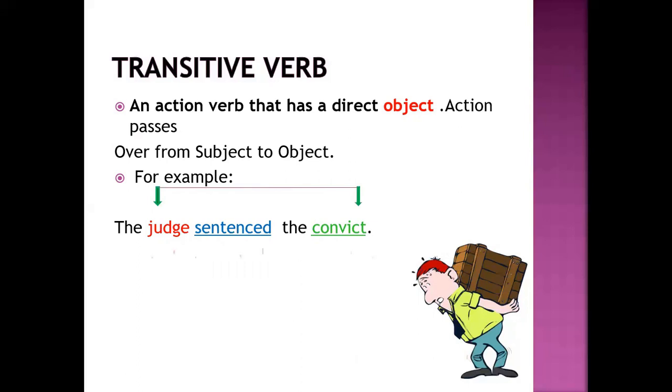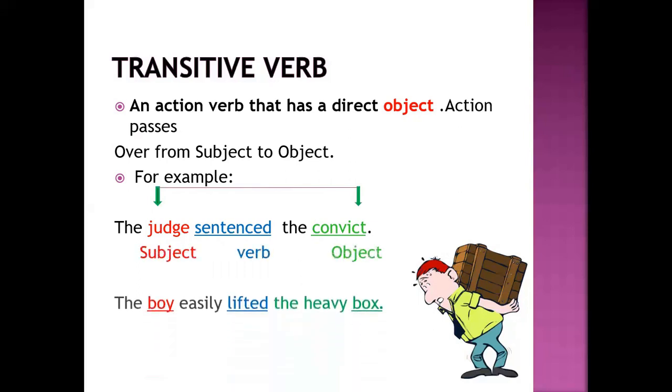So when an object is given and the action passes over from subject to object, it means the verb is a transitive verb. The boy easily lifted the heavy box. The boy. What did he do? He lifted. Lifted what? The heavy box. So the subject is boy, lifted is the verb, and the heavy box is basically the object. So an object is given in the sentence. That's why the verb of the sentence is a transitive verb.